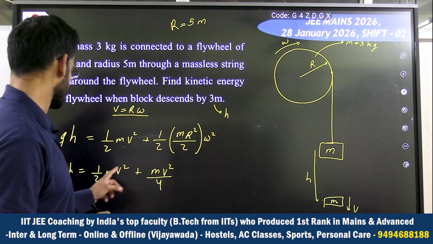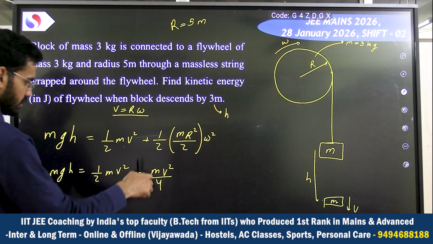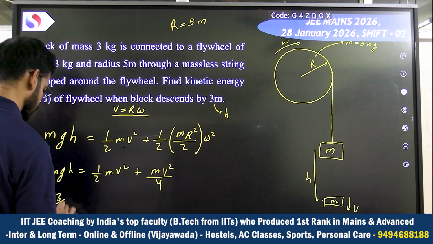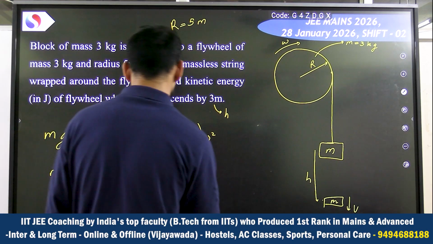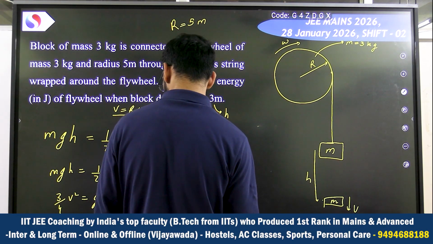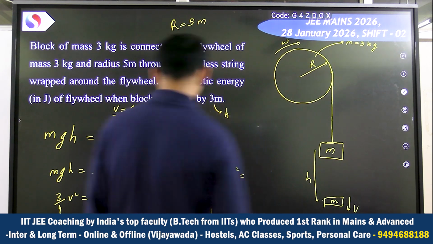So first of all, let's do one thing. Calculate the v square value. The m cancels out here, and 1 by 2 plus 1 by 4 is 3 by 4. So 3 by 4 of v square is equal to gh. And now you get the value of what? 1 by 4 of mv square. This is the energy.